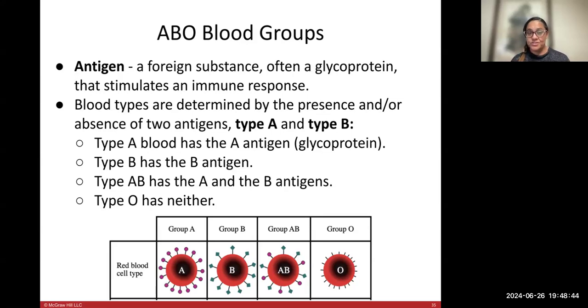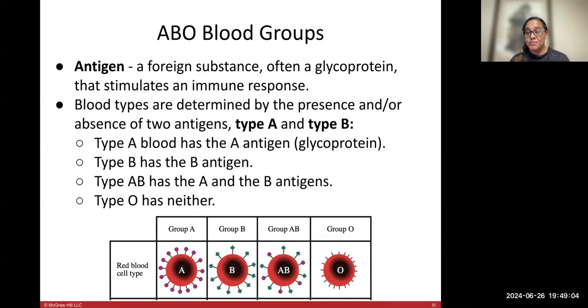First, we talk about what antigens are. An antigen is a foreign substance, often a glycoprotein, that stimulates an immune response. All different pathogens have different antigens on their surface, and that is the specific piece that our body reacts to. Our body knows it's foreign, it's not supposed to be there.